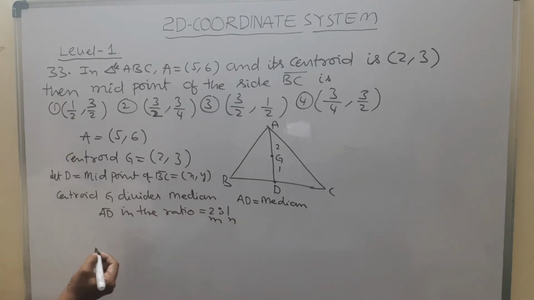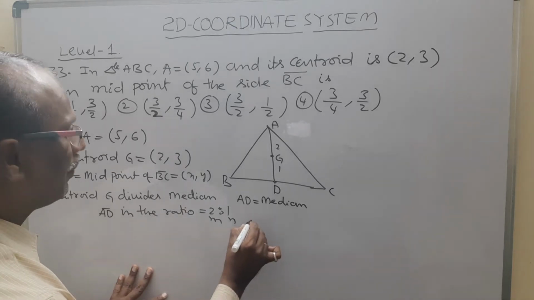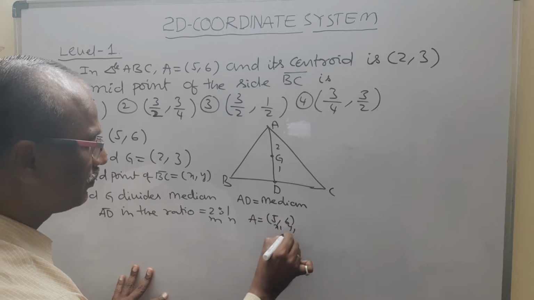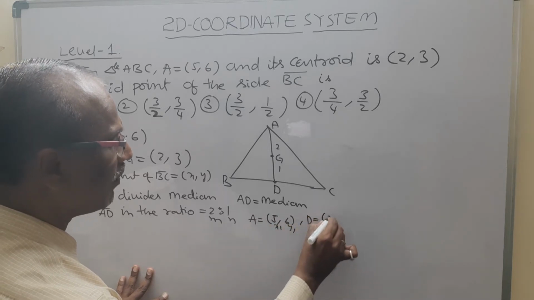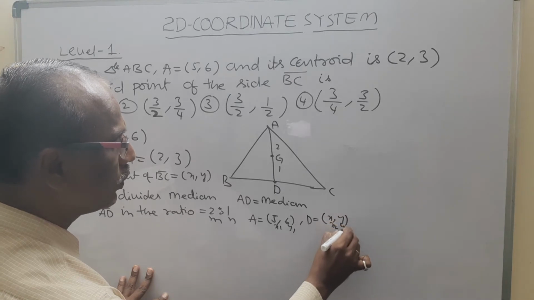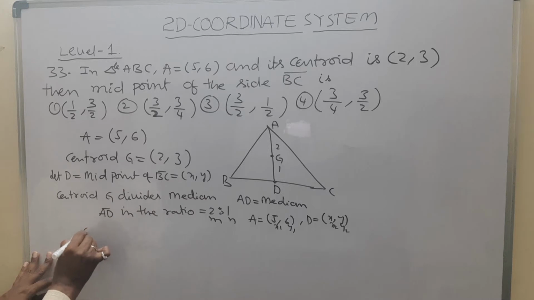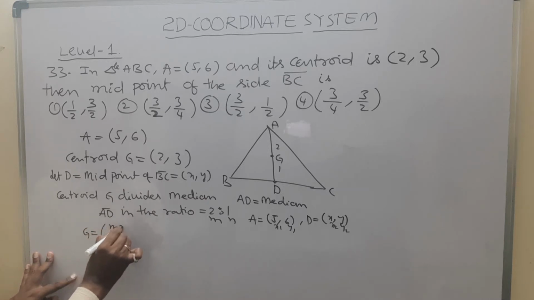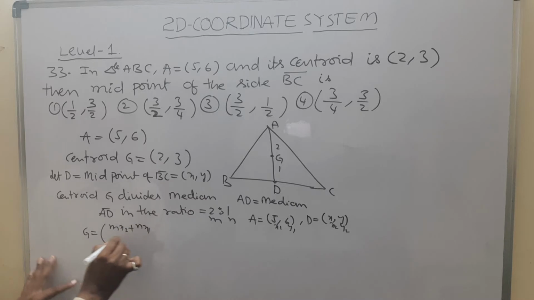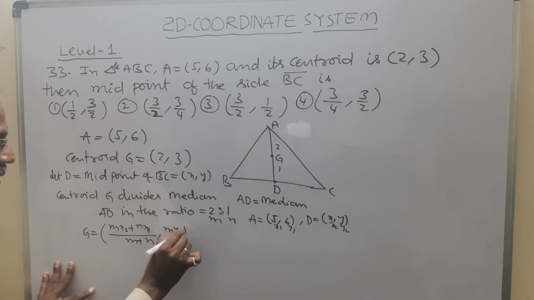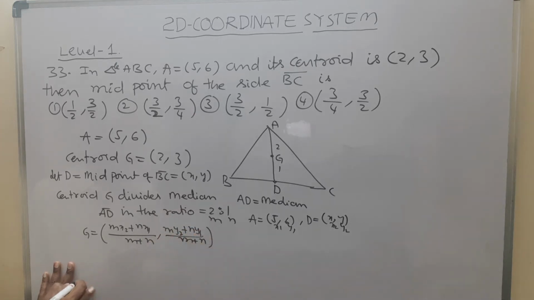2:1, that is m:n. To apply the section formula, here A is equal to (5, 6), that is (x1, y1), and D is equal to (x, y), that is (x2, y2). Apply the section formula. G equals ((mx2 plus nx1) by (m plus n), (my2 plus ny1) by (m plus n)). This is the section formula.